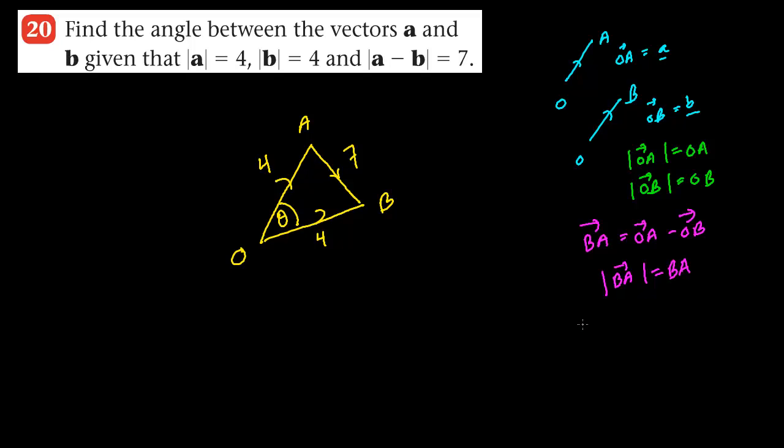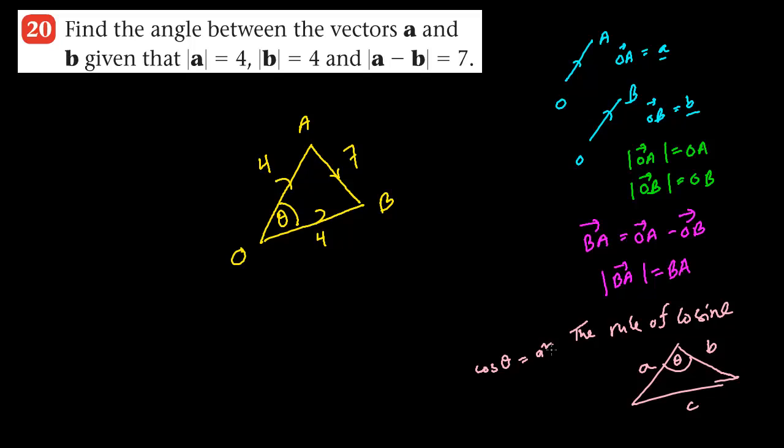The cosine rule, the rule of cosines, says that if you have a non-right angle triangle, we usually use this for non-right angle triangles, if this length is a and this length is b, the included angle is theta and the opposite side is c, then the cosine rule states that cos theta equals a squared plus b squared minus c squared divided by twice ab. So that's that.